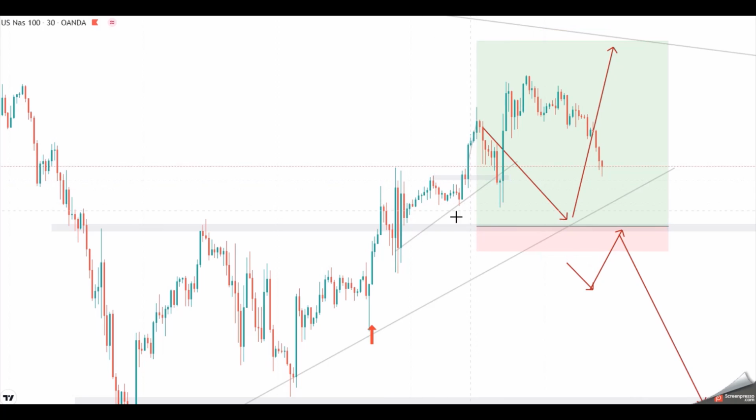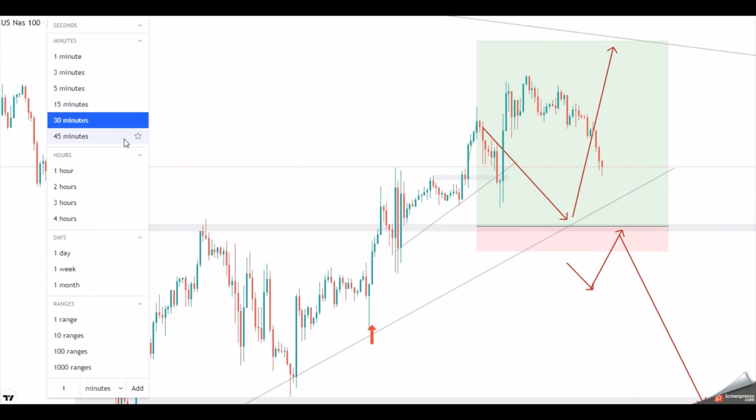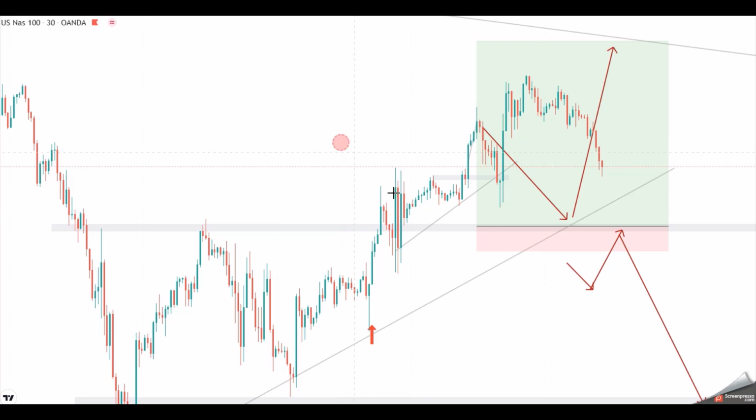Okay. Also, if we go to our lower time frame, we have a low right there. We got that push to the upside, right? And this is where we took the trades when the New York session opens.